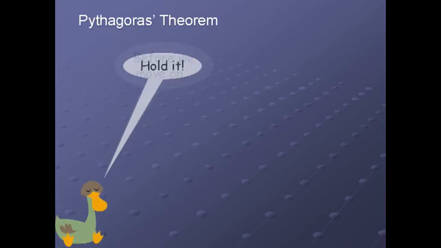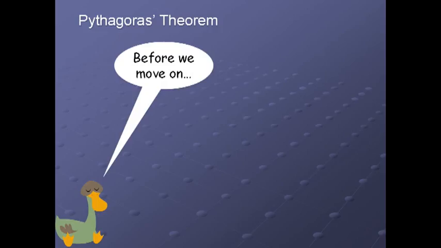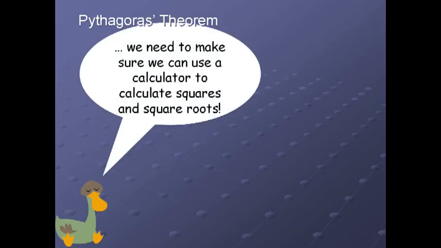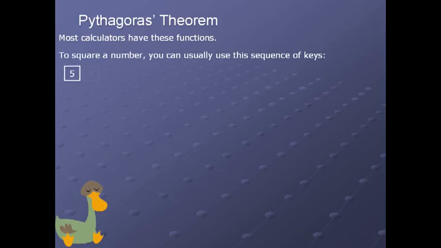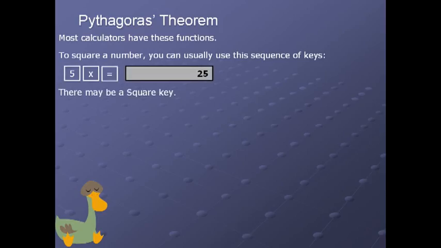Hold it. Before we move on, we need to make sure we can use a calculator to calculate squares and square roots. Most calculators have these functions. To square a number, you can usually use this sequence of keys. There may be a square key. It could look like this.